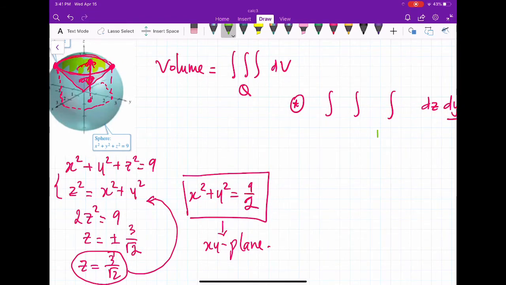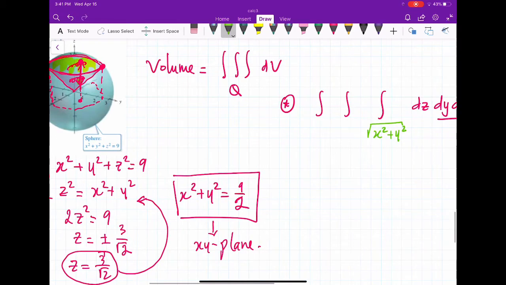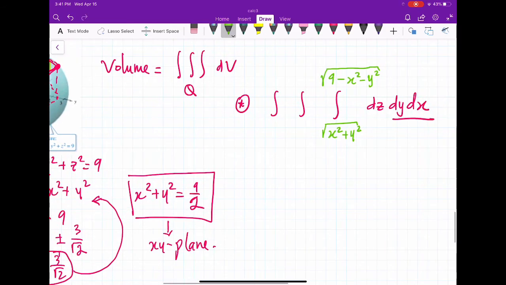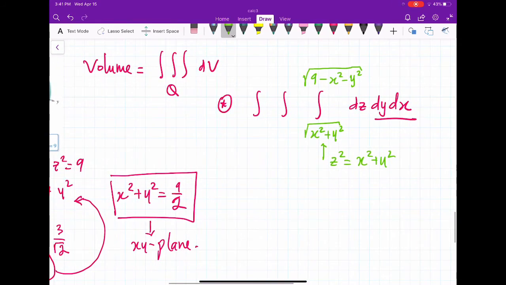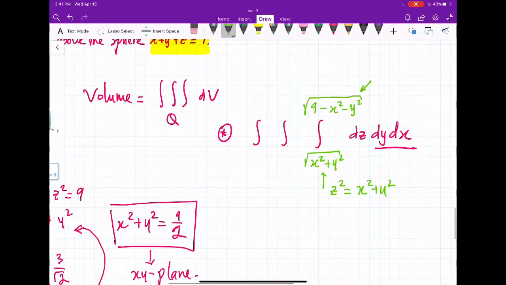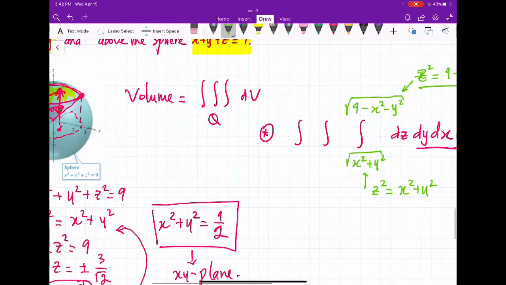Here should be the square root of x squared plus y squared, and here I have the square root of 9 minus x squared minus y squared. Why? Because you see this from where? From the equation of the cone, right? And all points are above the xy plane, so they are positive. And this comes from the equation of the sphere. Make sense? All right, so we are done with the z.